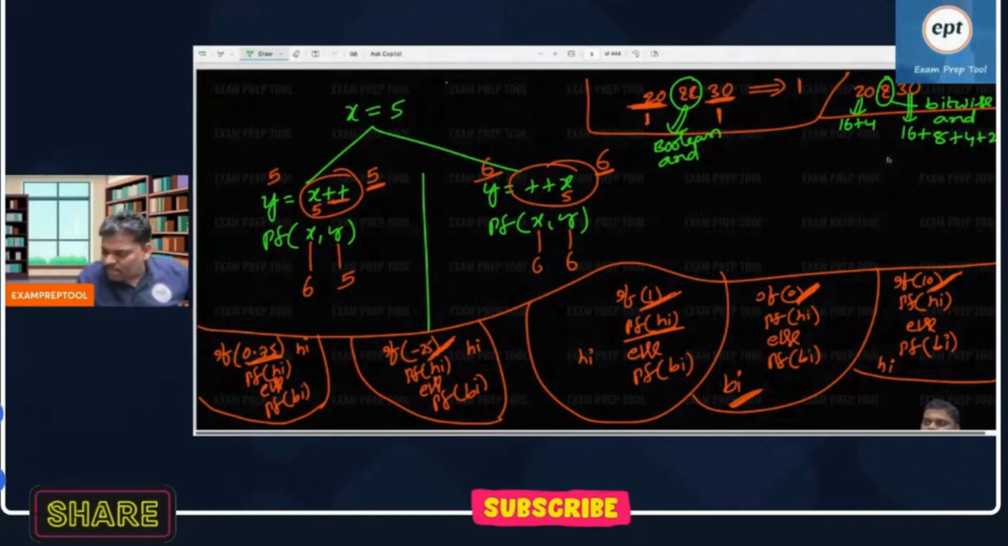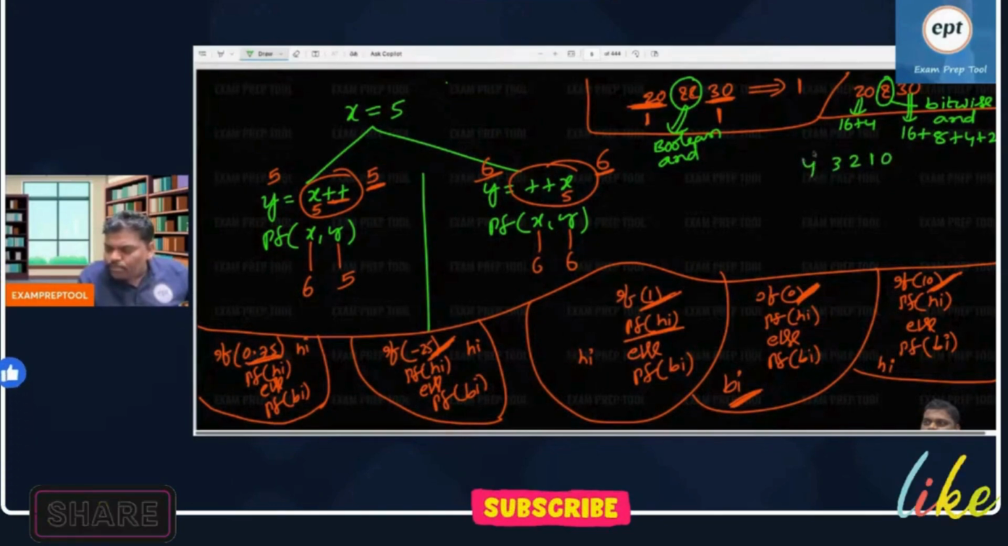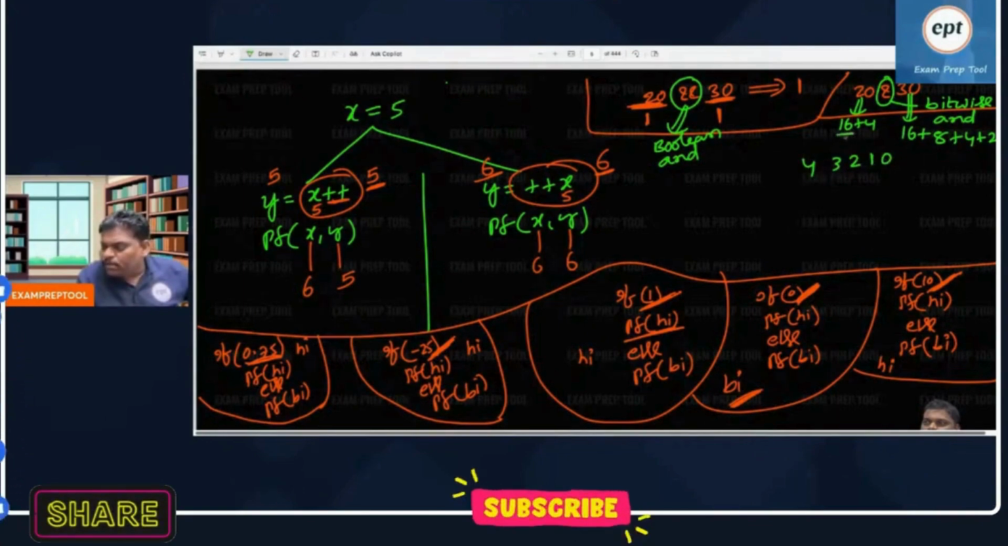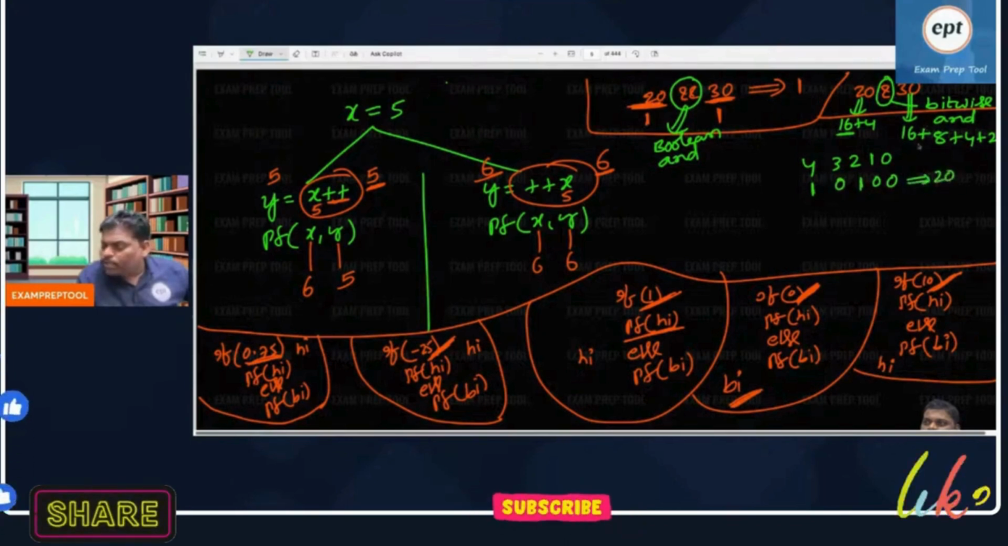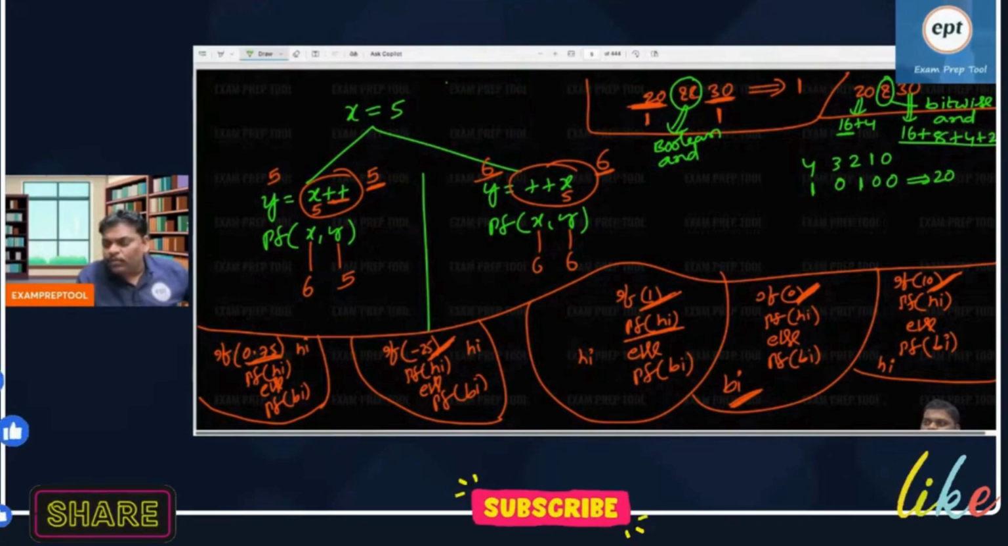See this one: 0th bit, first bit, second bit, third bit, fourth bit. 16 means 2 power 4, so the fourth bit is 1. 4 means 2 square, so the second bit is 1. Remaining things are zeros. So this is 20. Now go to 30. I'm just converting from decimal to binary, and I'm finding a shortcut. What is the shortcut? Just write the closest powers of 2.